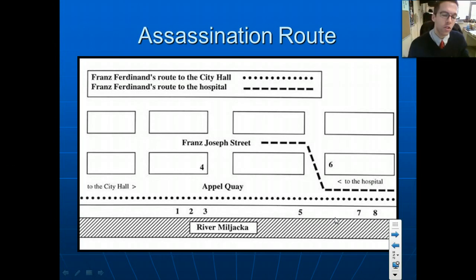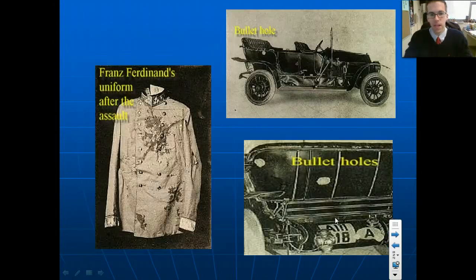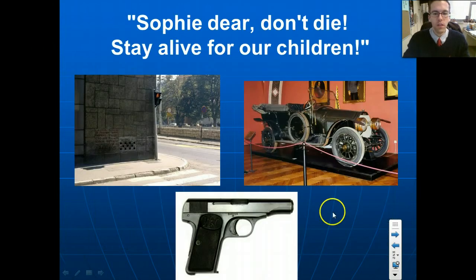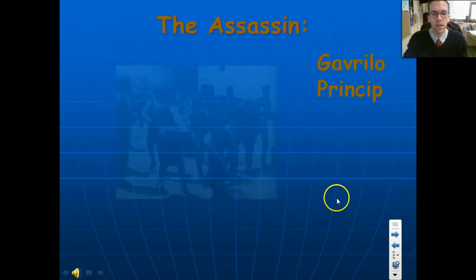Bam, bam. Shoots twice, okay? Hits the Archduke, hits the Archduke's wife in the stomach. She's pregnant, okay? So this is going to make things even more crazy. And kills the Archduke, all right? So this is what's going to tip the dominoes over, all right? So you can see the gun, they have the car, it's all in the museum, all right?